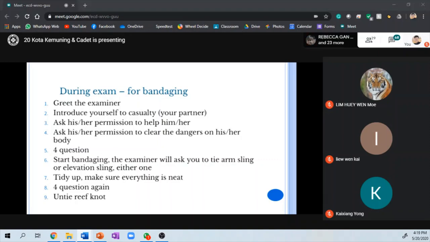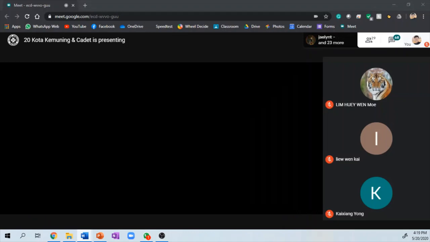Okay, and then after you tie the sling, you need to tidy up, make sure everything is neat. And then ask the four questions again. And the most important part is to untie the reef knot. Because if you can't untie the reef knot, it will be considered as failed. So you need to make sure that your reef knot is correct. Okay, I think that's all for bandaging.